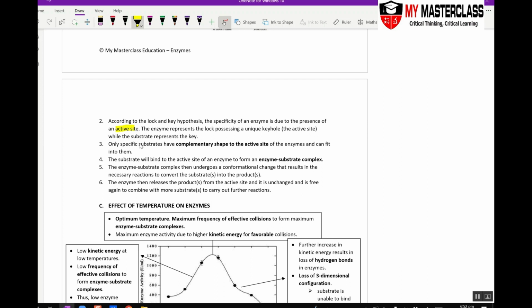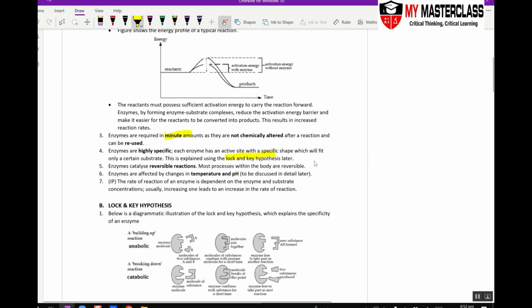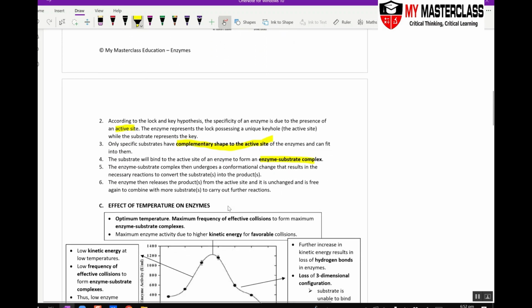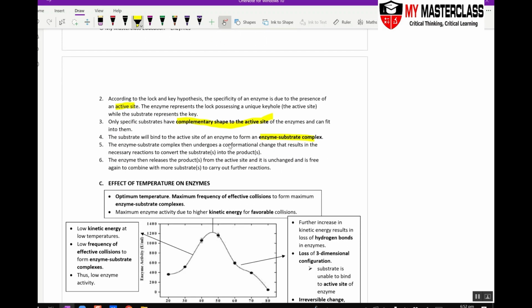Okay, so only specific substrates have this complementary shape to the active site, and once they form this ESC, which is called the enzyme substrate complex, so once it fits into here, it doesn't mean that it just stays stable. There are a lot of chemical reactions that take place within this three-dimensional conformation, and you have a conformational change which will then release the substrate, which will then convert the substrates into the respective products.